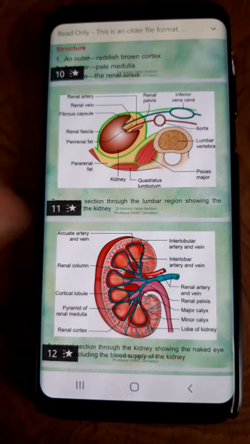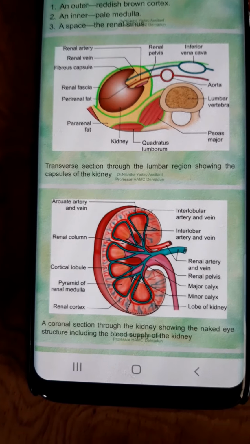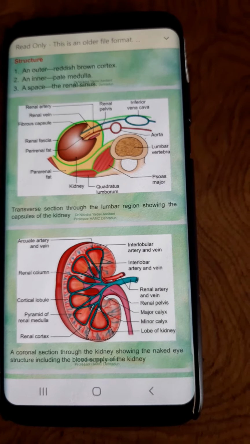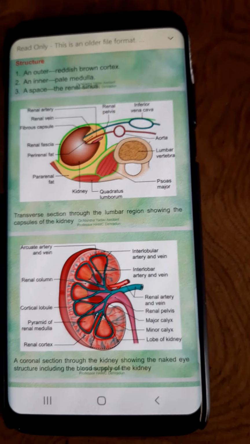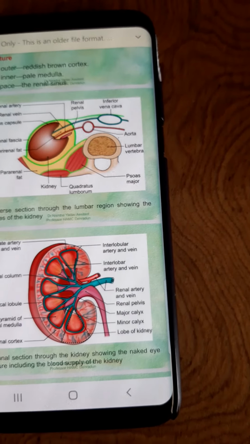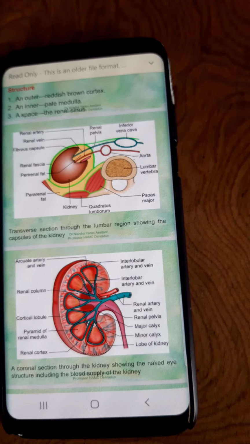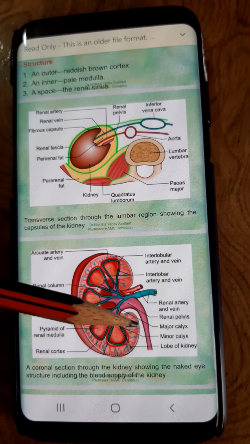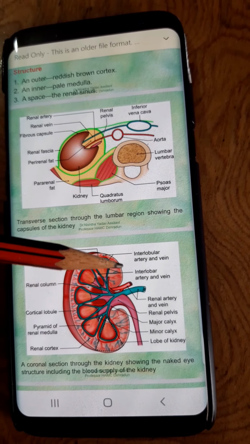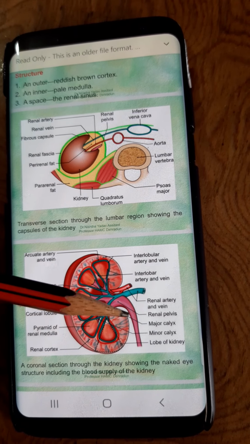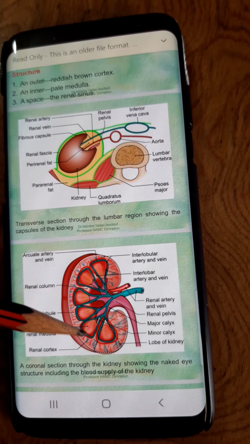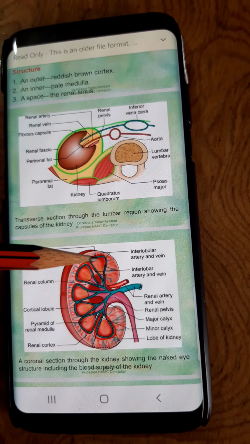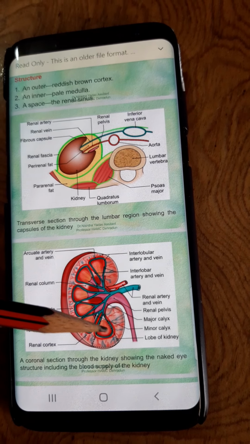Now internal features. If you cut the cross section of the kidney and you see the internal features of the kidney, there is the cortex. If you cut the coronal section, the outer darker area is known as the cortex. This middle area is known as the renal medulla. The renal medulla is composed of pyramids. These triangular structures are pyramids.